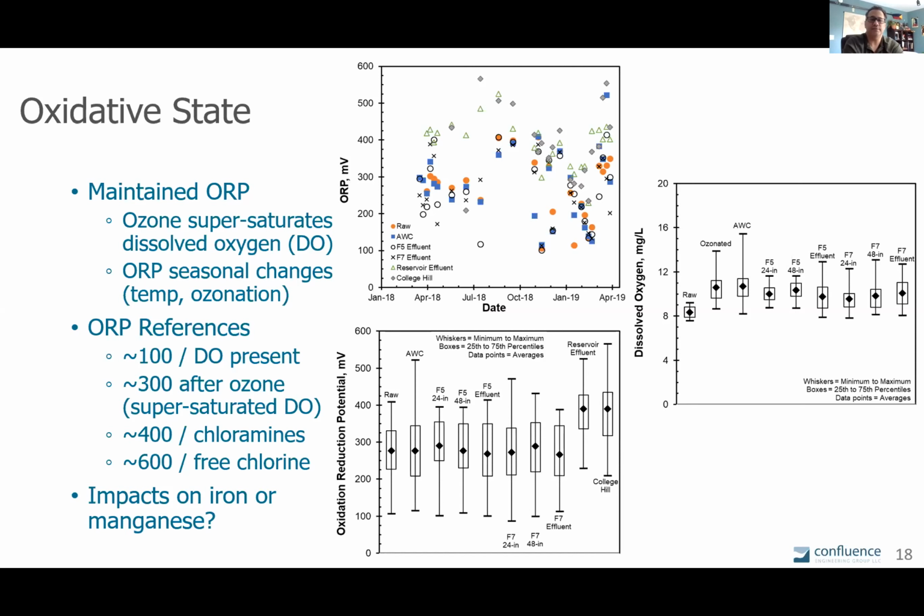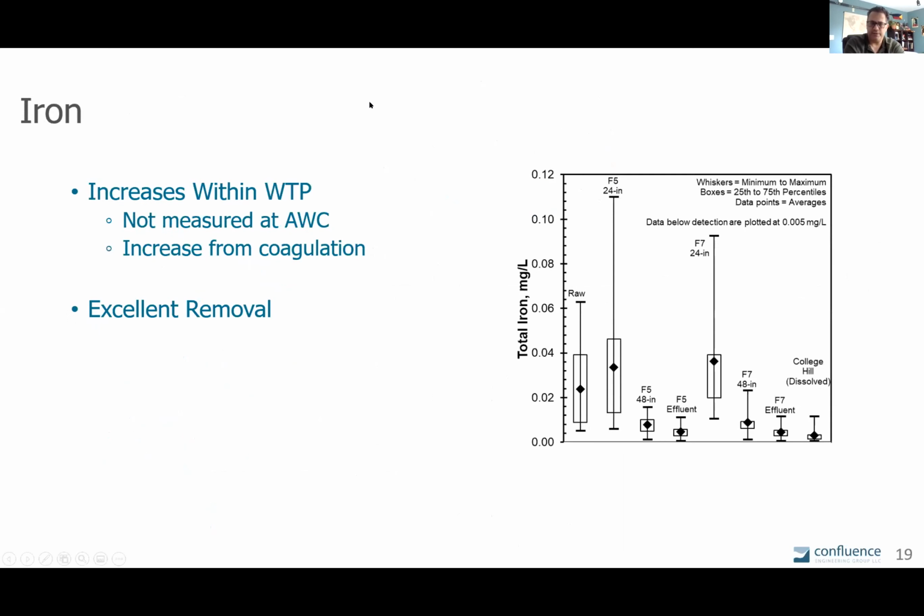So you can see oxygen level was pretty high, especially after ozonation. It's super saturated throughout the whole treatment train. And in the bottom left there, the ORP is around 250 on average, those median dots across the whole treatment, and goes up a bit after chloramination into the system. So what does that mean for iron and manganese?